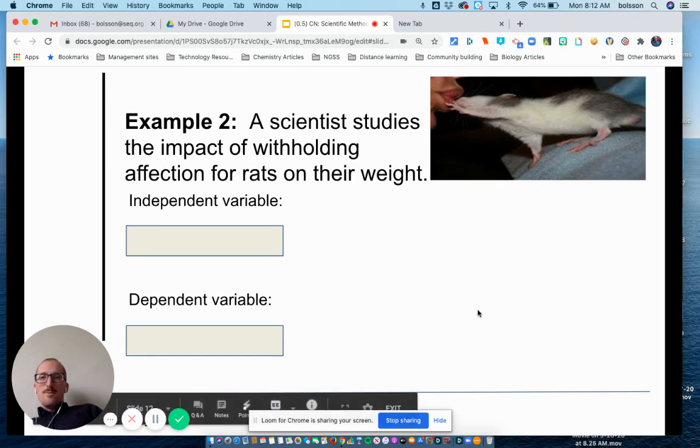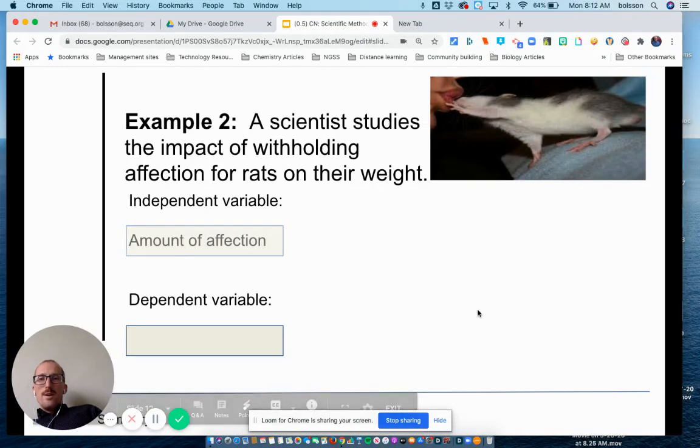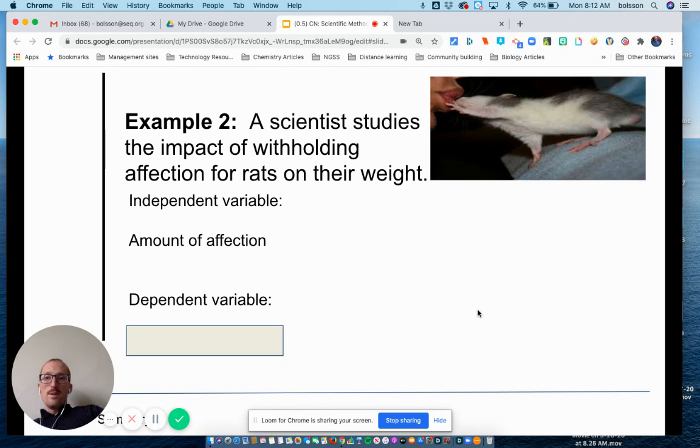Okay, so let's see what we might have here. The independent variable, of course, would be the amount of affection you give a rat. Some rats you isolate, don't give any affection. Others you give a lot of affection and you kiss them and you pet them, okay? What would be the dependent variable? Well, what we're measuring, of course, is the weight of the rats, okay? So that gives you a little more example of how experiments work in science.